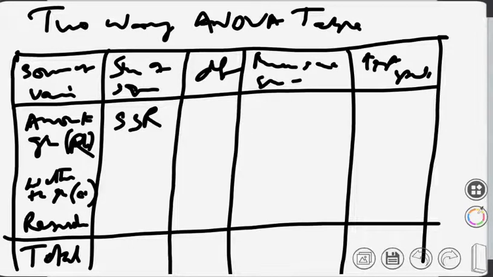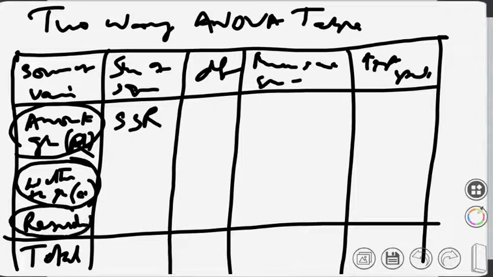So here there will be three different rows. Among the group, that is because of the row, because of the column, and then there is residue, and then there is total. In the previous one way there was only among the group, total and error. These are the three. So residue means error. Whatever could not be explained, that is error.